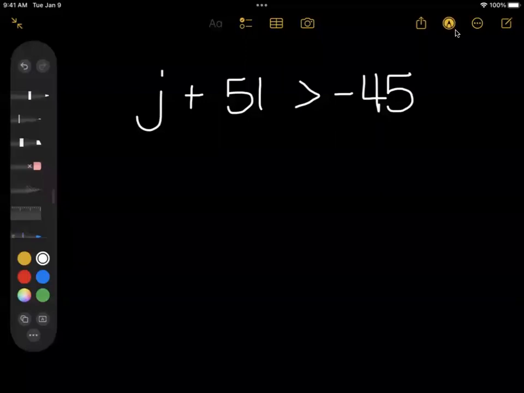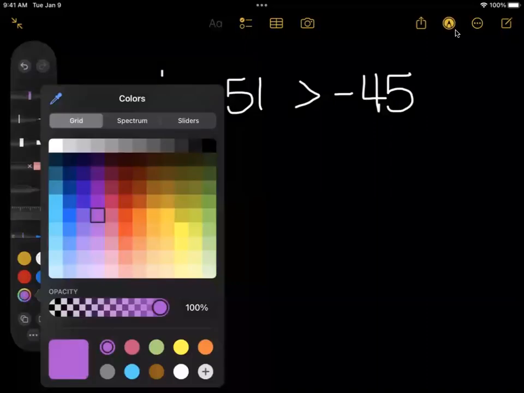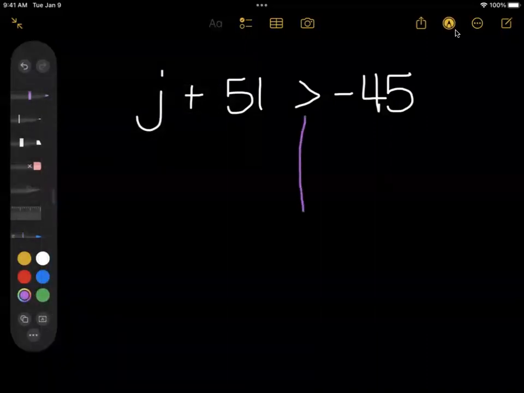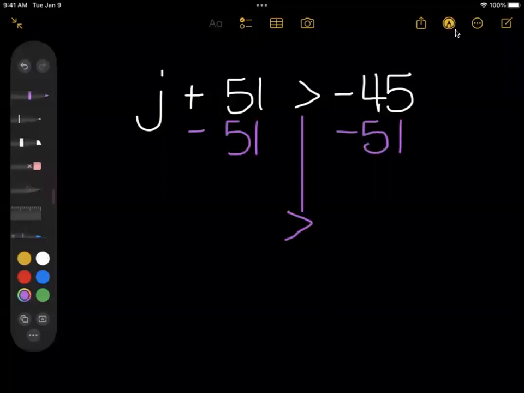Okay, here is our next example. J plus 51 is greater than -45. So let's go ahead and divide this up by putting a line underneath the symbol, and I'm going to keep the symbol the same. I need to move 51 away from J by doing the opposite to both sides. The opposite of adding is subtracting. So I'm going to subtract 51 from both sides.